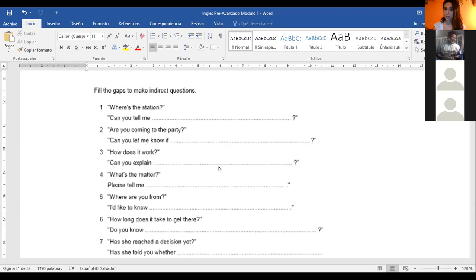Where the station? Can you tell me where the station is? Where the station is, yes, that one, yeah. Yes, yes. And the number two, too. No, in that one, no, because you're using if, so everything stays the same, Jenny. No, in number two. In that case, because you're using if, Jennifer.